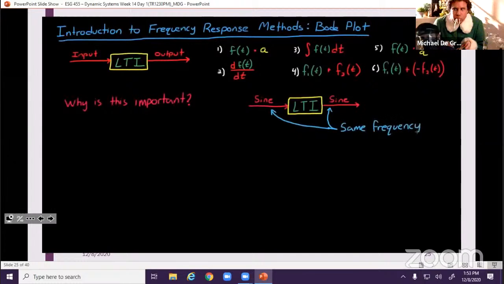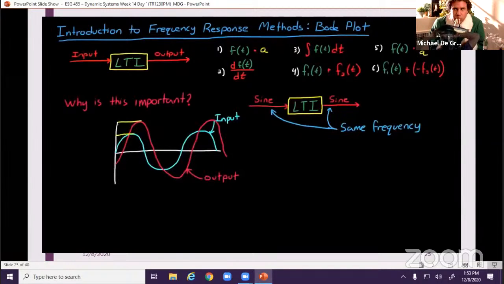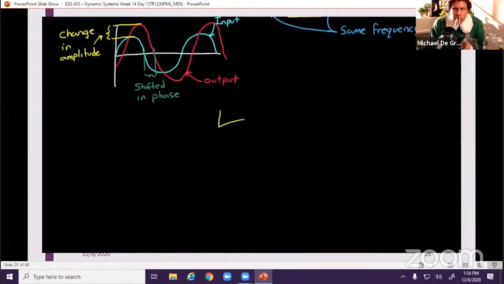In fact, the only 2 differences possible between an input sine wave and the output sine wave that's generated is the amplitude, which is the height of the sine wave, and the phase, that is shifting the sine wave in time. In fact, the sine wave is the only repeating waveform that doesn't change shape in a linear system. You can see here graphically what it means to change in amplitude and also to shift in phase. Let me give you a quick example so you can see what I mean.